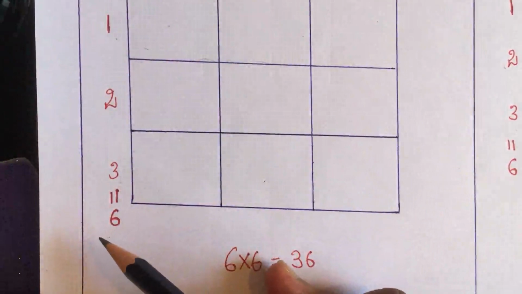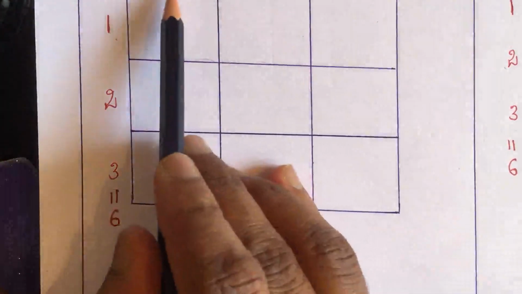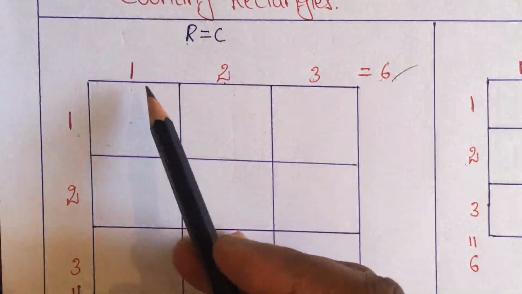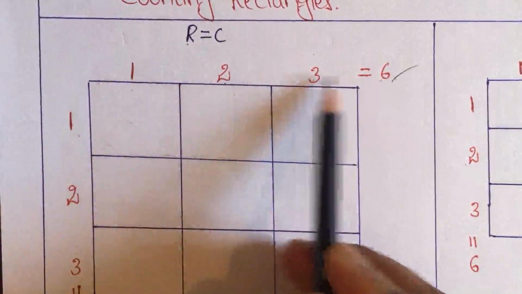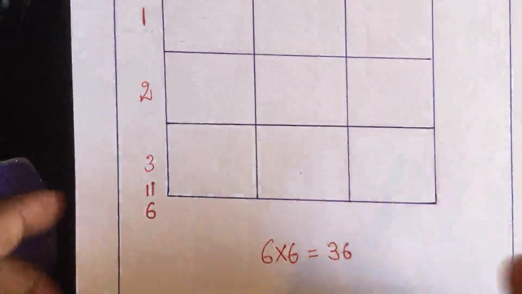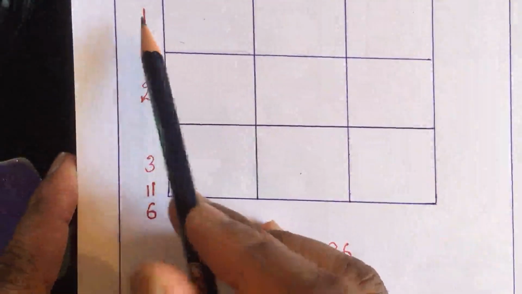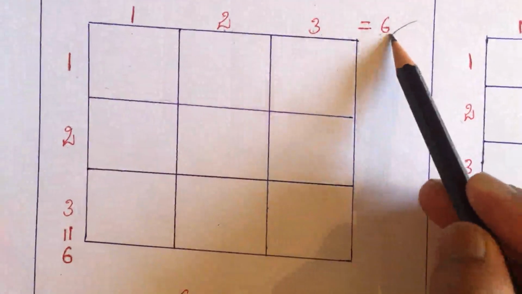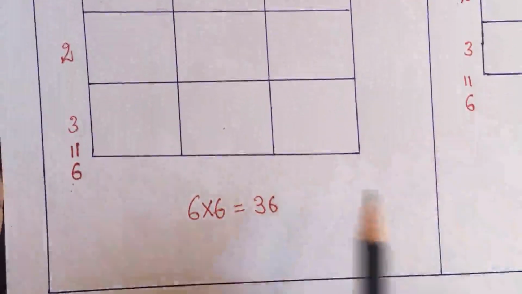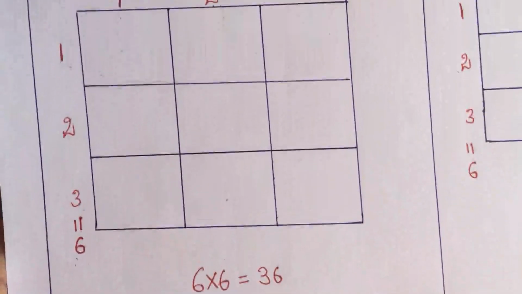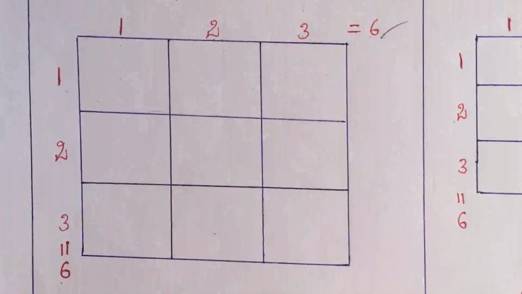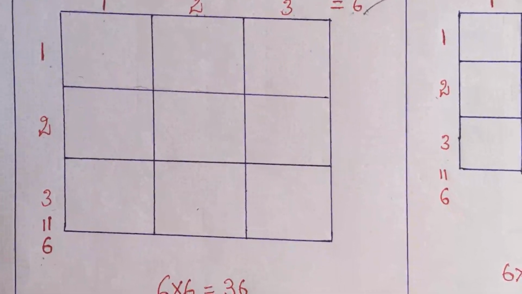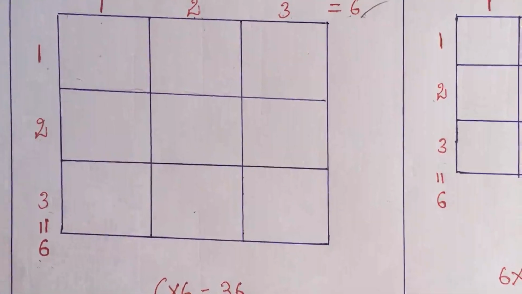Number of columns gives 6 and number of rows also gives 6. If I add all the numbers indicated along the columns, 1 plus 2 plus 3, it is equal to 6, and coming to the rows, 1 plus 2 plus 3, which is equal to 6. Now, multiplying 6 into 6, we get the total number of rectangles in that particular figure. In this way, with this technique, we can easily identify the number of rectangles in the figure.